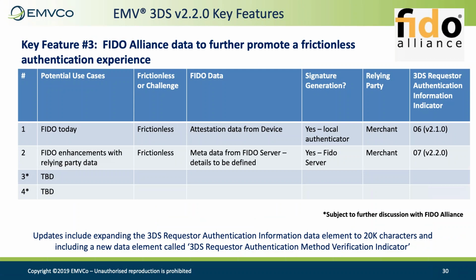As discussed previously, there is also support for FIDO within version 2.2.0, enhanced support. To further promote the frictionless authentication experience, updates included expanding the 3DS requester authentication information data element to 20,000 characters and including a new data element called the 3DS requester authentication method verification indicator. We are looking at other use cases that could further support frictionless, and we are in discussion with the FIDO Alliance on those use cases.